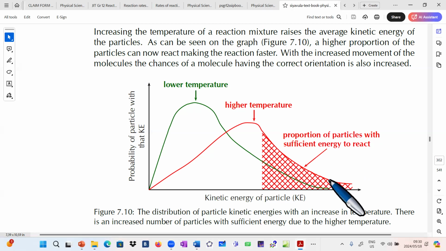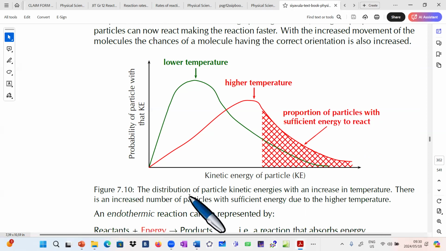Okay, this is awesome news. The distribution of particle kinetic energies with increase in temperature: when temperature is increased, there's an increase. There's an increased number of particles with sufficient kinetic energy due to higher temperature.